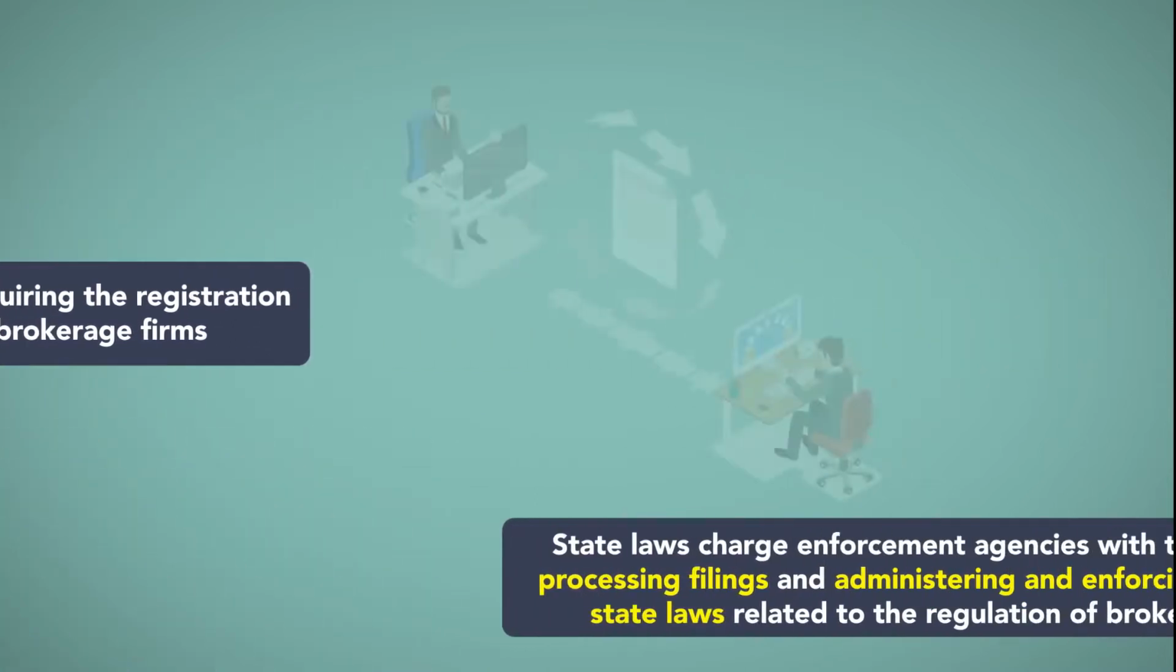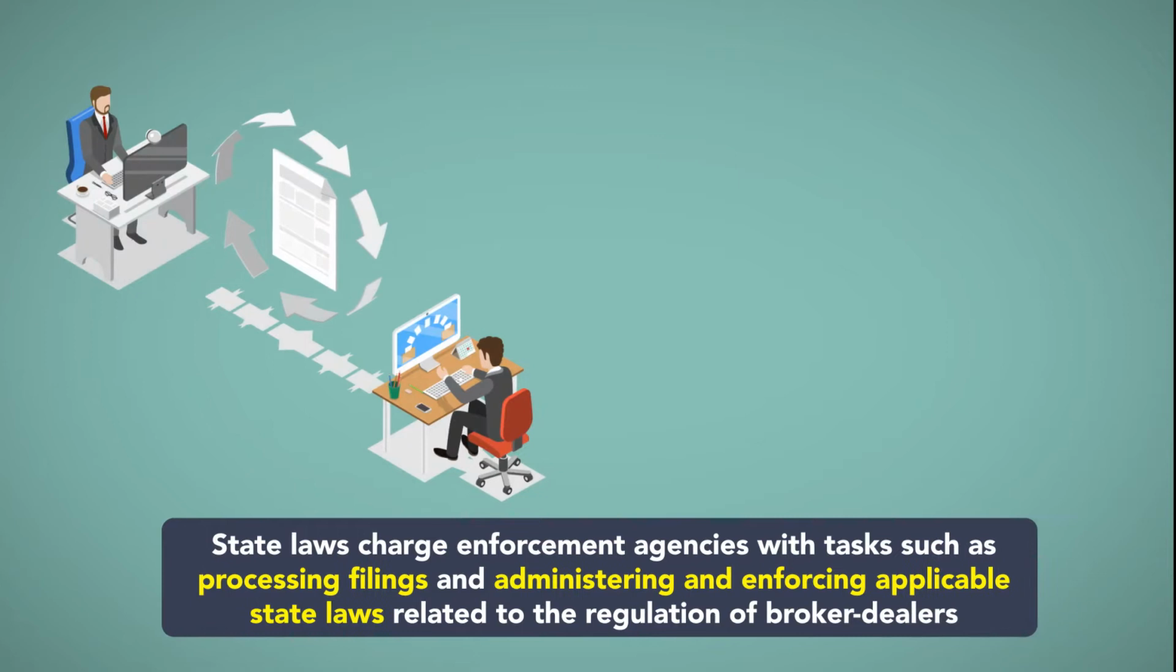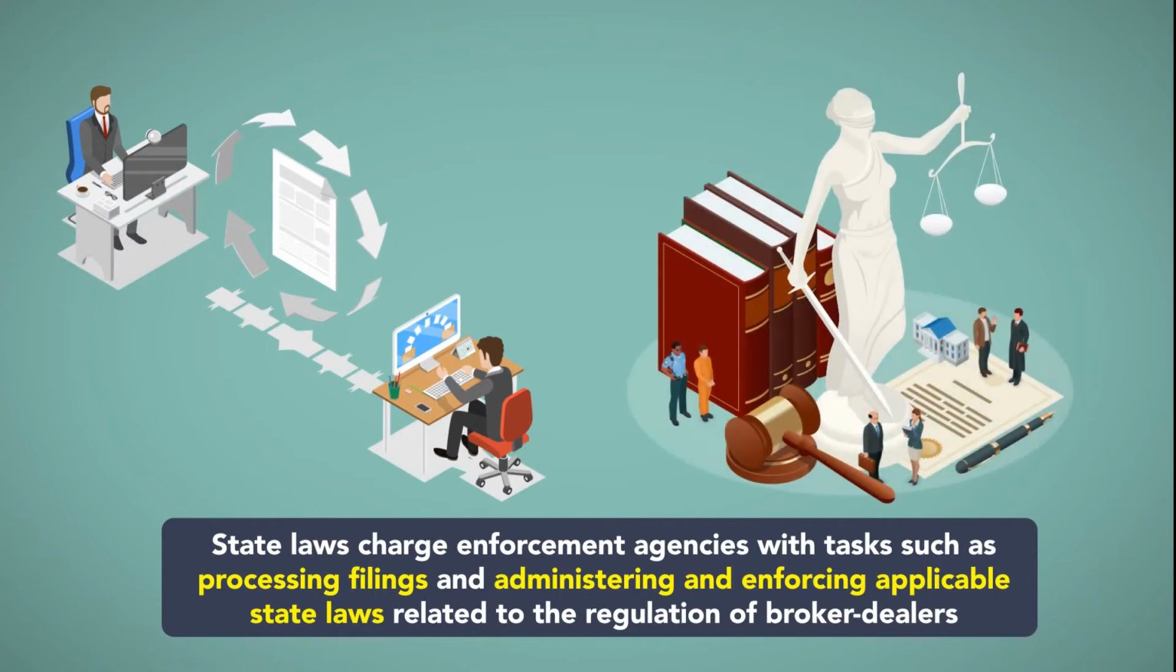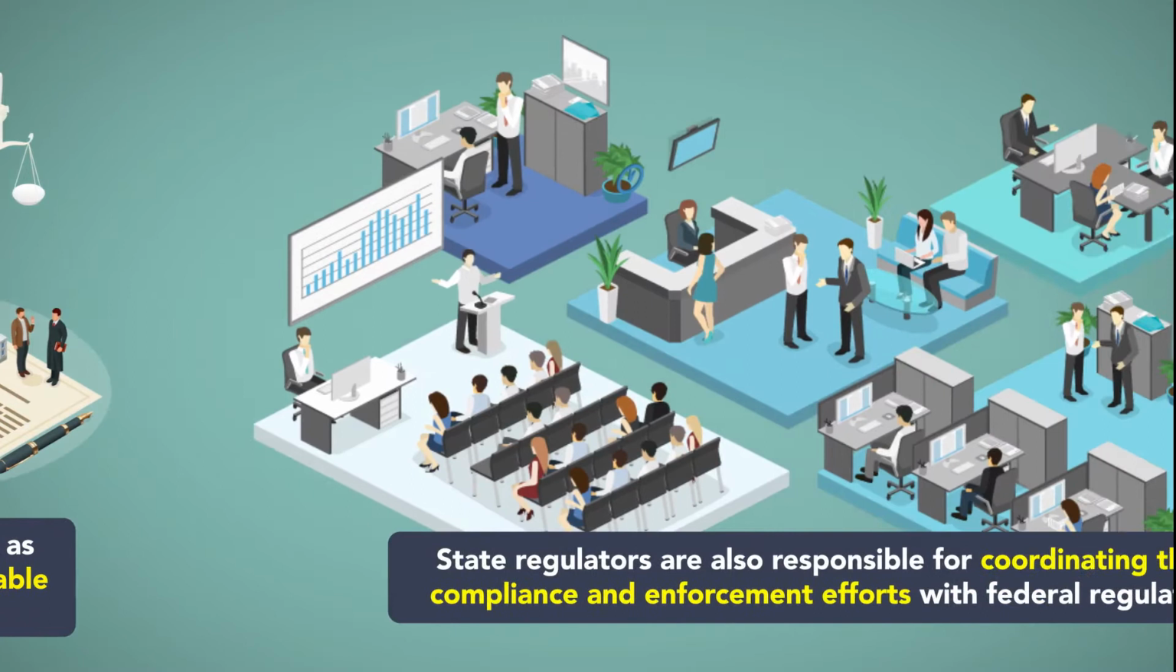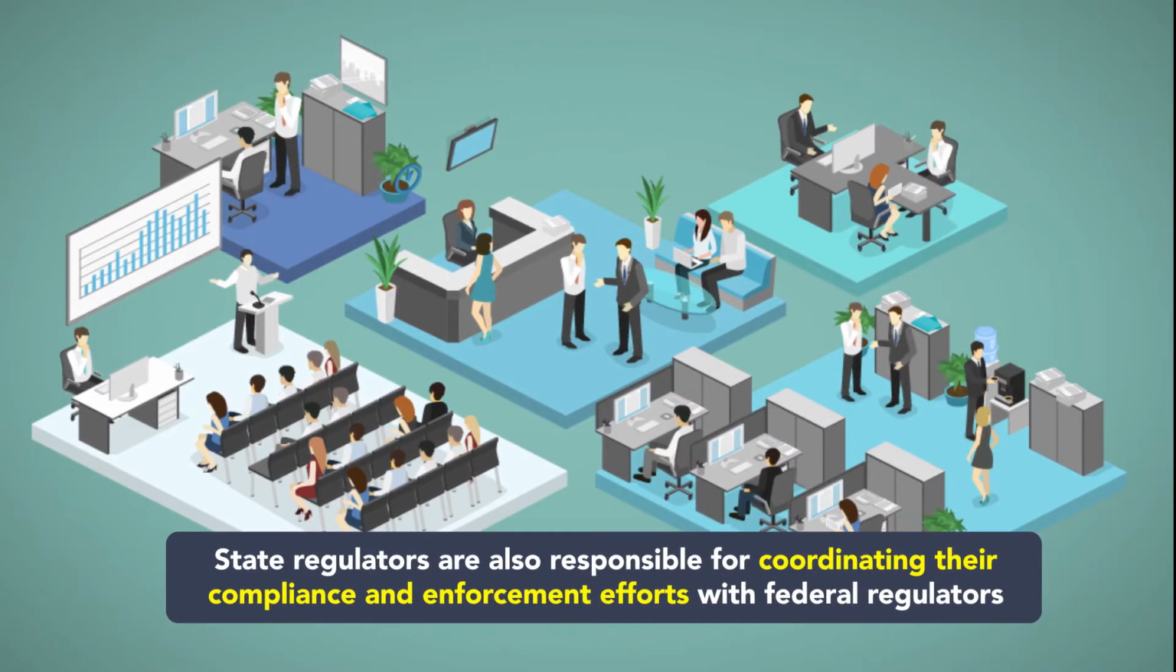State laws charge enforcement agencies with tasks such as processing filings and administering and enforcing applicable state laws related to the regulation of broker-dealers. Due to the overlap in state and federal laws, state regulators are also responsible for coordinating their compliance and enforcement efforts with federal regulators.